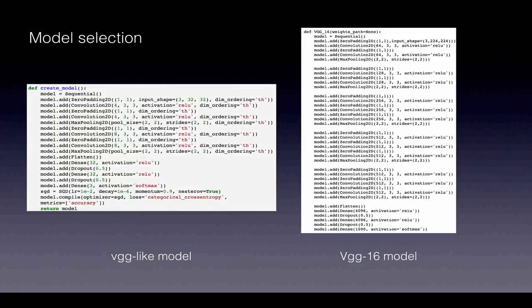For the model selection part, we use a VGG-like model, the left one. It has only 7 layers and it's a simplified version of the VGG16 model. It takes less time to run the program compared with the VGG16 model.